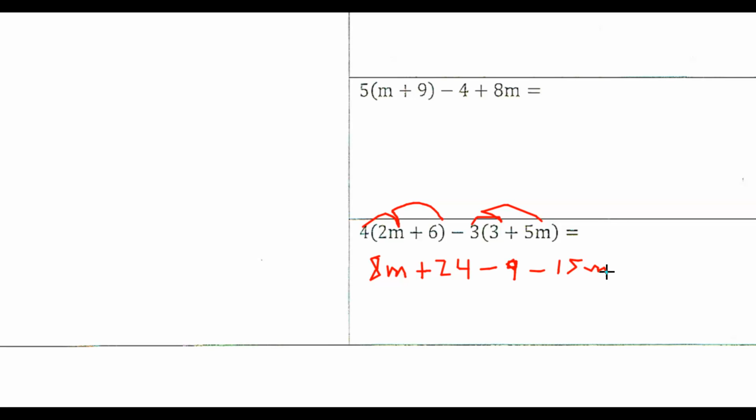Okay, so 8m minus 15m, what's going to happen there? We're going 15 minus 8 would be 7, so it's going to be negative 7m. Okay, I'm combining these two m's here, but that's a negative 15. And then I have 24 minus 9, that's just 15. So hopefully you selected that as your correct answer for distributing and simplifying.